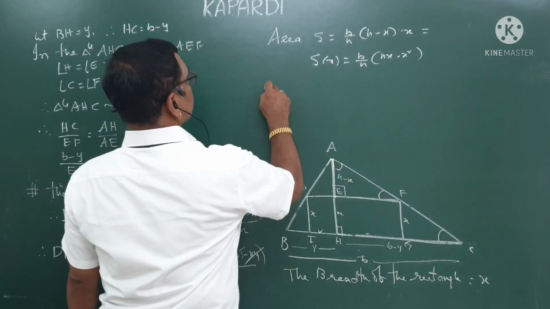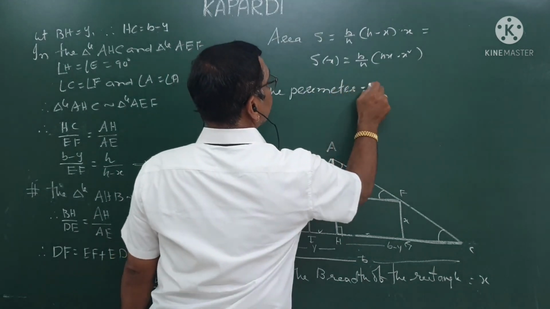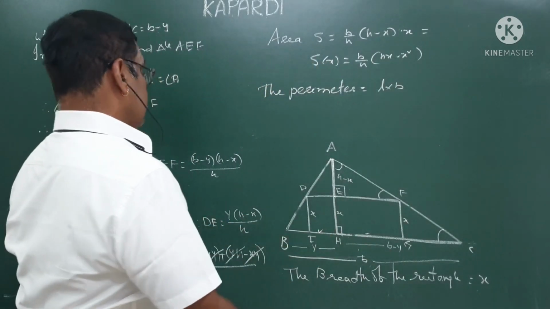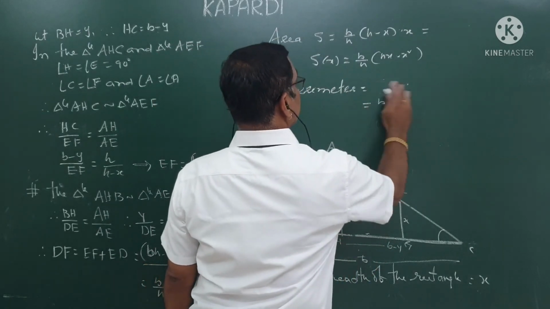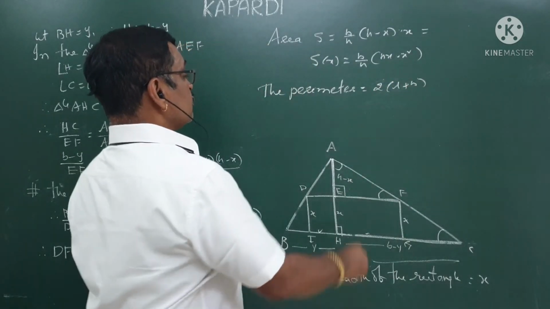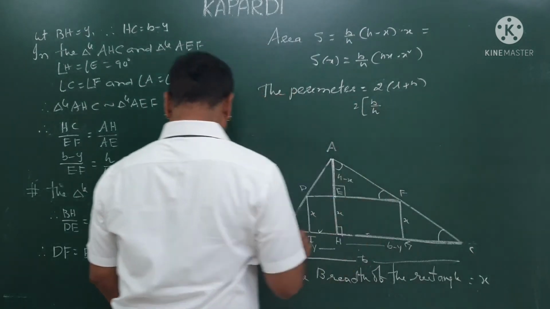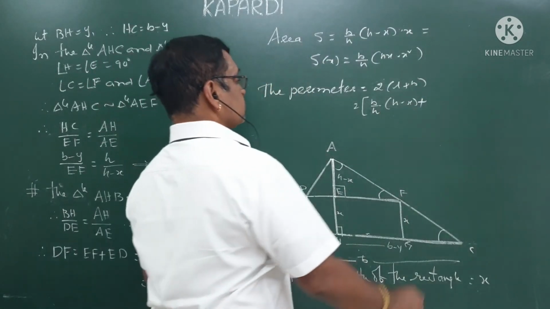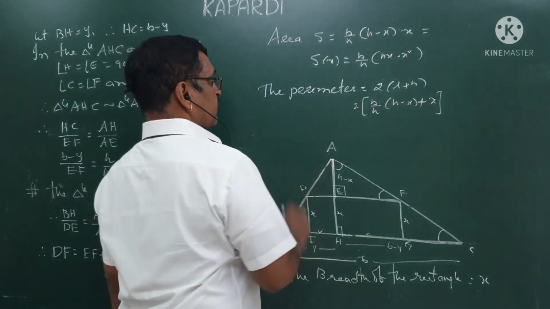Next one, the perimeter. Perimeter is 2 times of length plus breadth. L is equal to, same thing we got, B by H times of H minus x. So perimeter is 2 times of B by H times of H minus x plus x. If you want, you can simplify further or you can leave it. This is the perimeter.